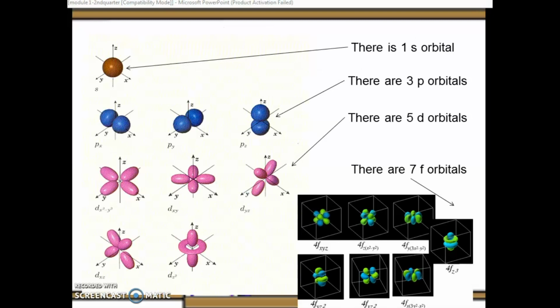Orbitals have specific energy values. They have particular shapes and direction in space. The S orbitals are spherical and P orbitals are dumbbell shapes, as shown in the illustration.